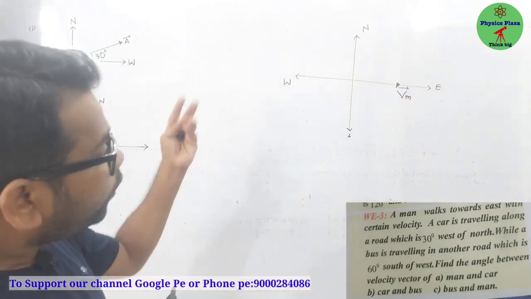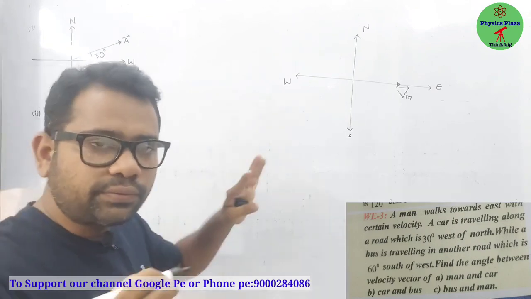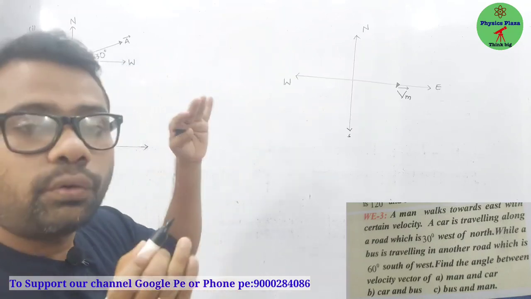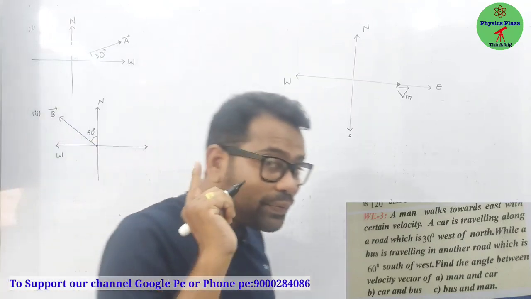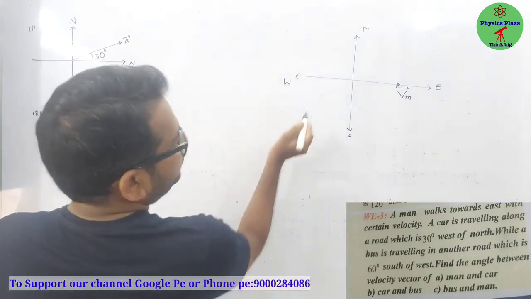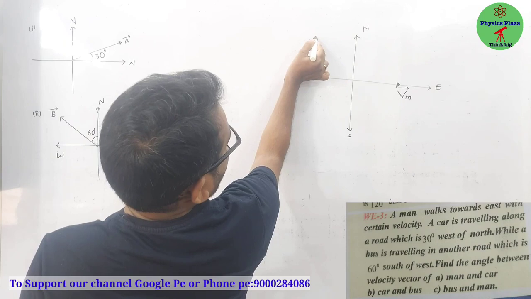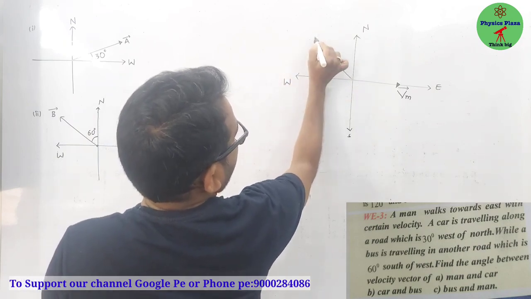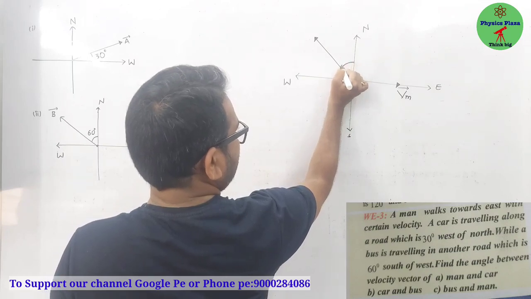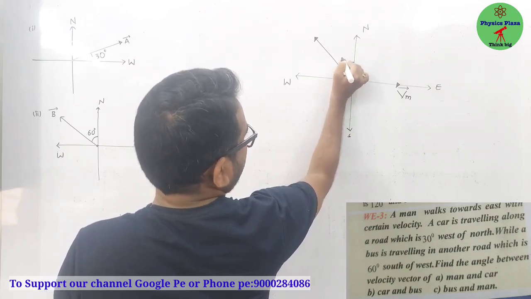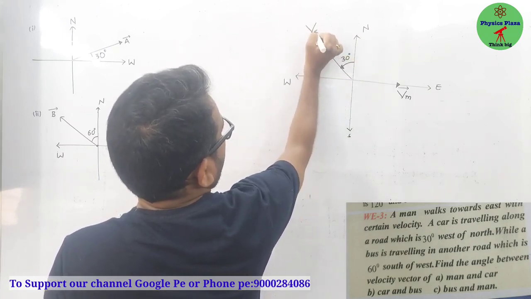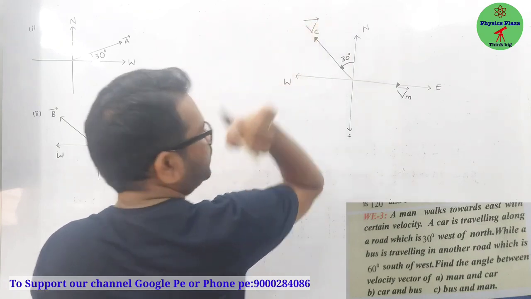And it is given that there is one more car, going with a certain velocity, such that it is going along a road that is 30 degrees west of north. Children, west of north means towards west from north. This is very important here. So this is 30 degrees, and this is the velocity of the car.